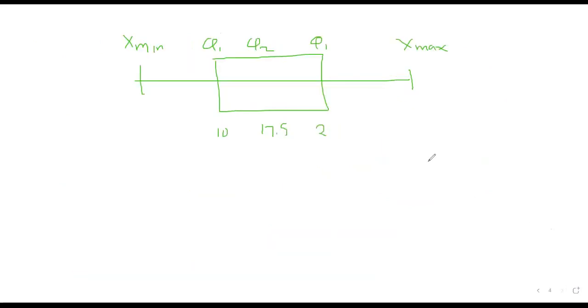So in this information that we have, you can find the differences between these quartiles. The one with the larger difference here tells you where the bias is in terms of the skewness. So 17.5 minus 10, here we're getting a 7.5.